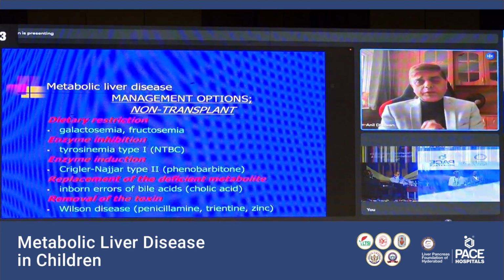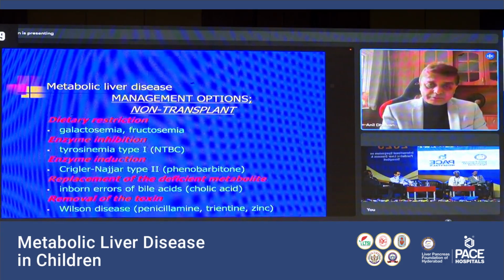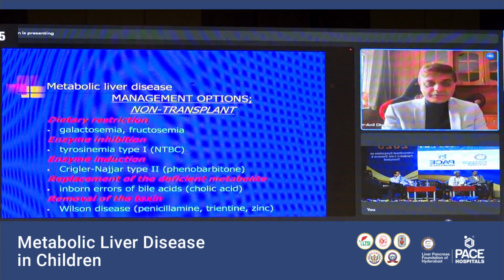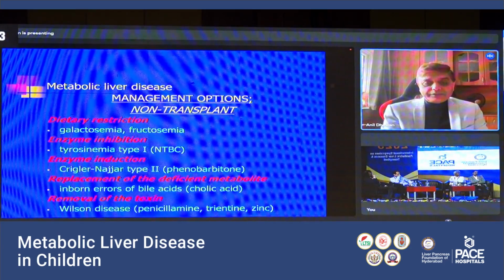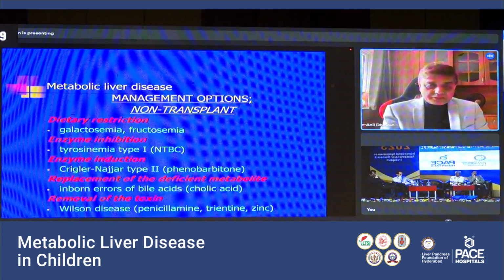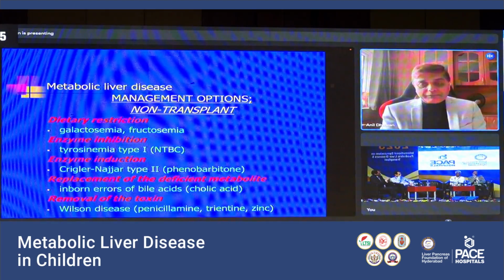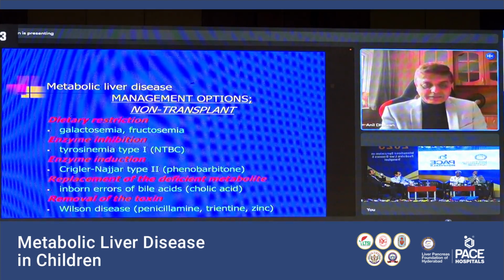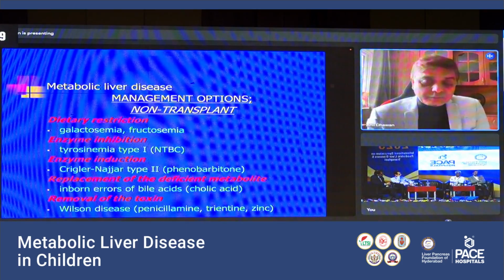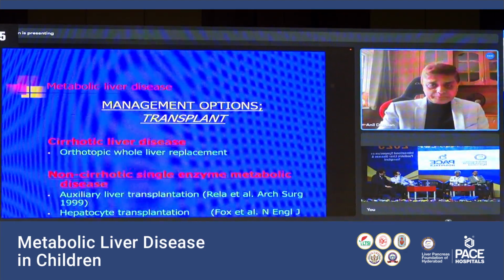So what are the management options? So there are non-transplant management options. I already mentioned dietary restrictions, galactosemia, fructosemia, enzyme inhibition, NTBC or bile acid synthesis defect, enzyme induction, for that matter you treat Crigler-Najjar syndrome, replacement of deficient metabolites, cholic acid for that matter, and removal of the toxins. Example is Wilson disease by using chelation therapies like penicillamine or trientine.